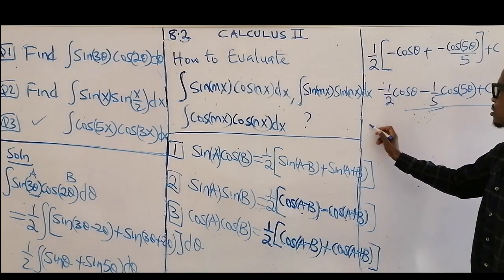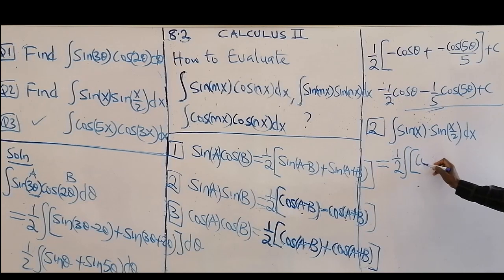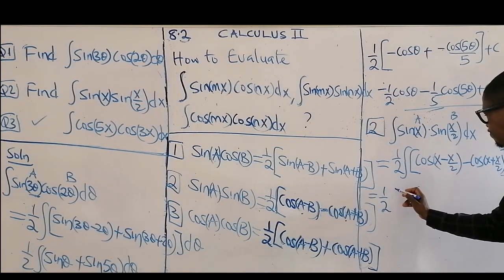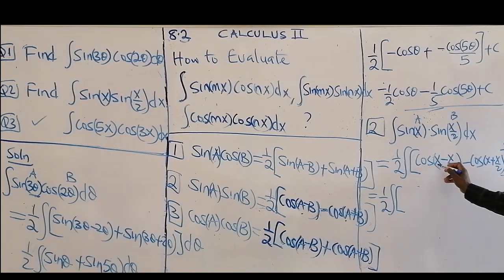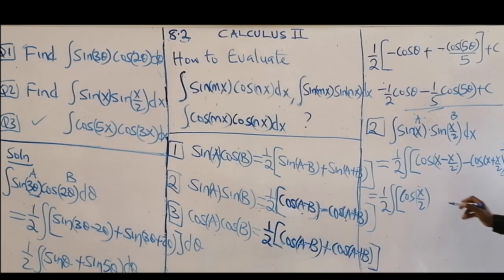The second one, the integral of sin(x/2) sin(3x/2), is case 2. Open your brackets: cos(A minus B), which is cos of x minus x over 2, then minus cos(A plus B), dx. So we now have 1 over 2, the integral of, open the brackets, 1 minus half, that's x over 2, so cos(x/2), then minus 1 plus half, that's 3 over 2, so cos(3x/2), dx.